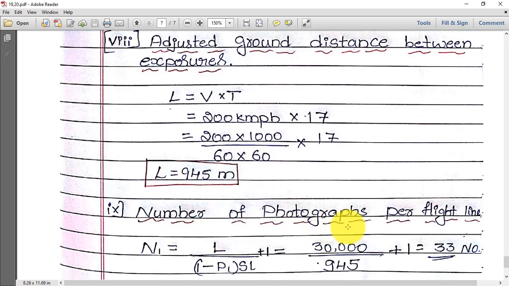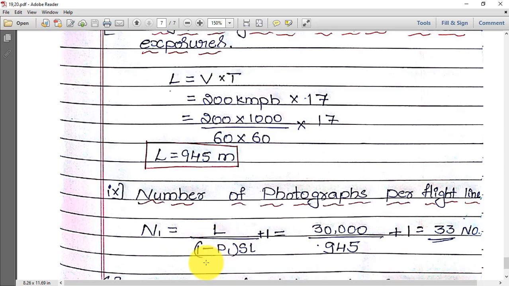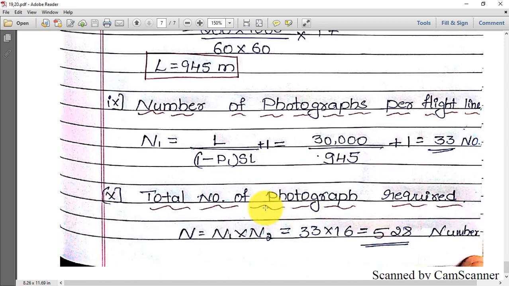So now ninth number is number of photographs per flight line. For one flight line, how many number of photographs are required? That is N1 is equal to L divided by (1 minus PL) SL, plus 1, is equal to 30,000 divided by 945, that you got from previous L. So 30,000 divided by 945 plus 1 is equal to 33 numbers.